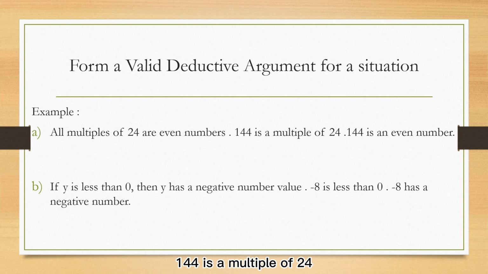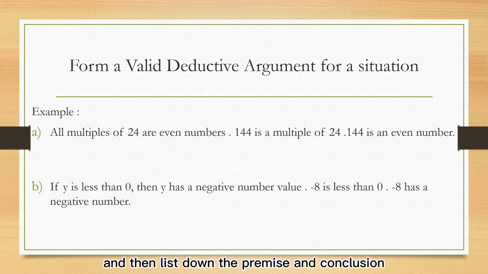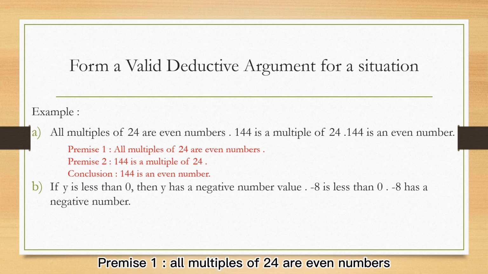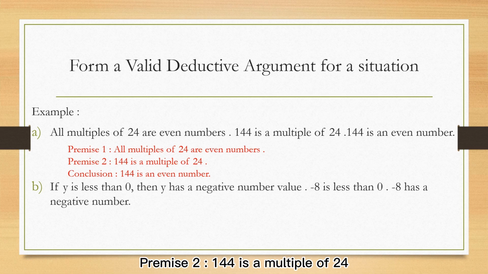144 is a multiple of 24. 144 is an even number. And then, list down the premise and conclusion. Premise 1 is all multiples of 24 are even numbers. Premise 2 is 144 is a multiple of 24. Conclusion is 144 is an even number.